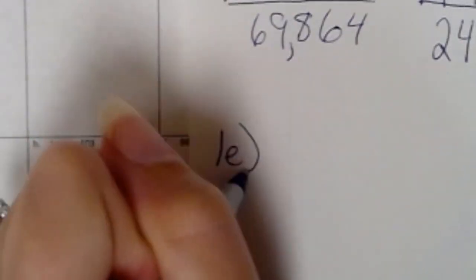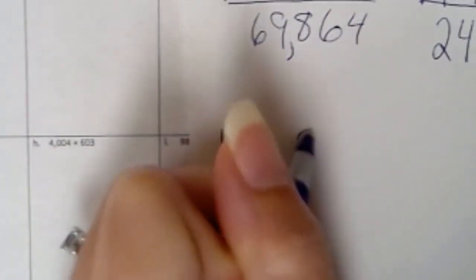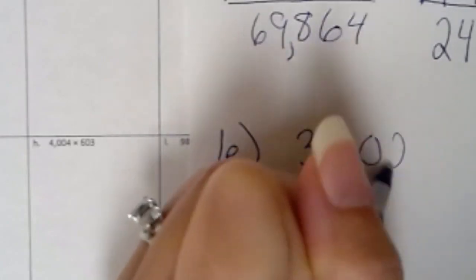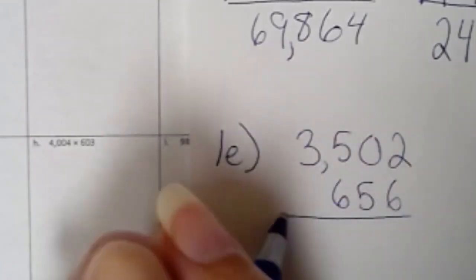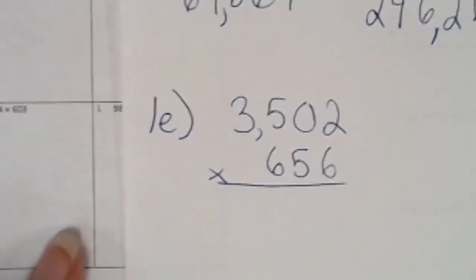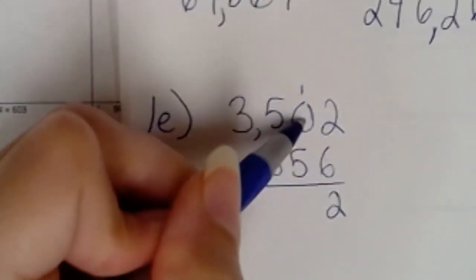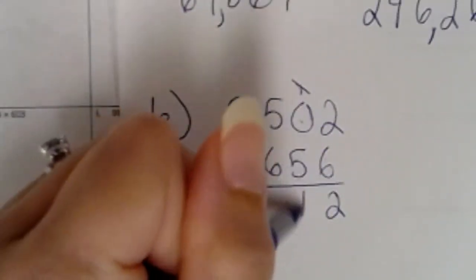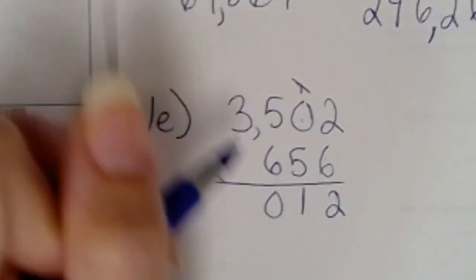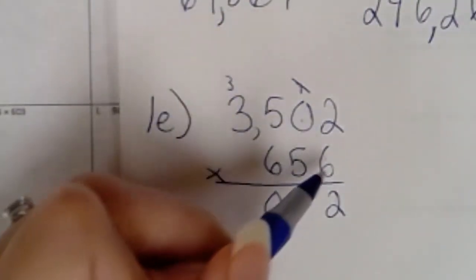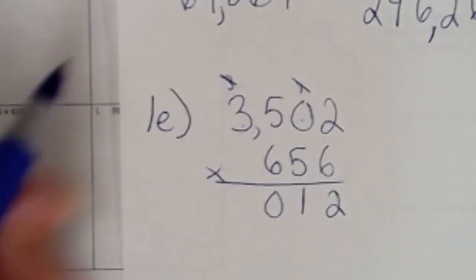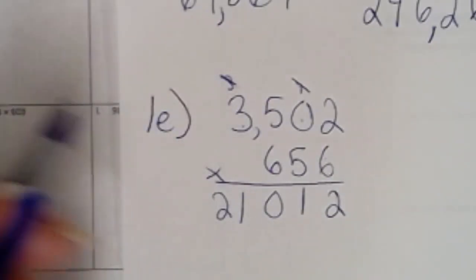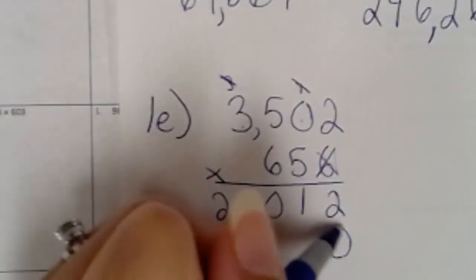1E. Ooh, a 4-digit number on top. 3,502 times 656. 6 times 2 is 12. Carry our 1. 6 times 0 is 0, plus 1 more is 1. 6 times 5 is 30. Put a 0. Regroup the 3. 6 times 3 is 18, plus 3 more, 21. We've done our ones place, so we're going to put a 0 as a placeholder and go to our tens digit.